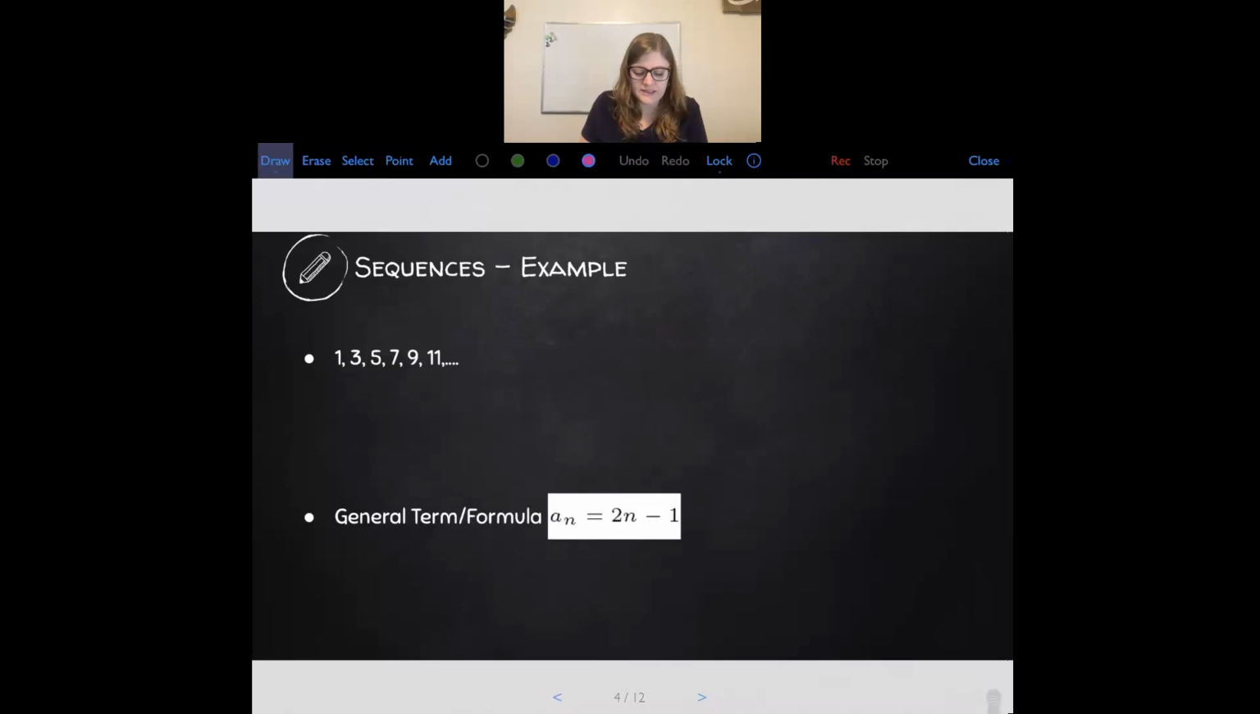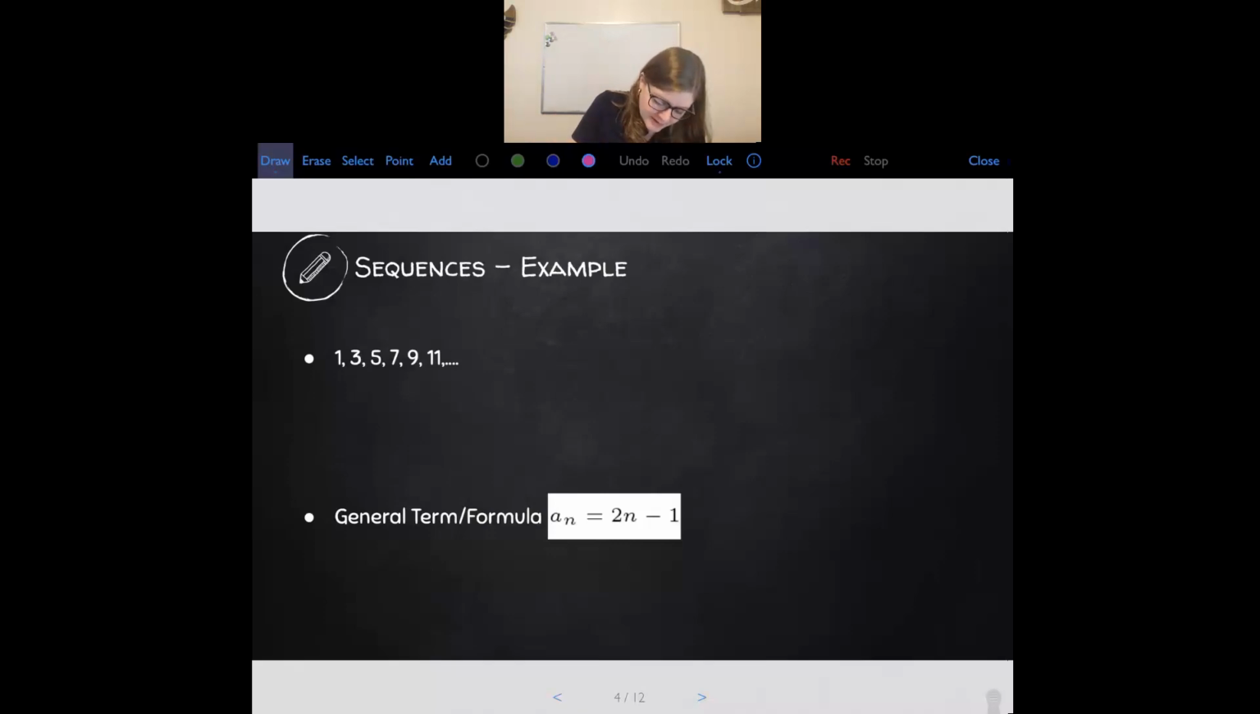An example of a sequence would be something like 1, 3, 5, 7, 9, 11, and those dots mean that it continues on. You can have a finite sequence where it's just a set of numbers, so it could have stopped at 11, but those dots mean it keeps going on. A general term or a general formula is a way to get any term of the sequence, and it's denoted by a sub n is equal to 2n minus 1.